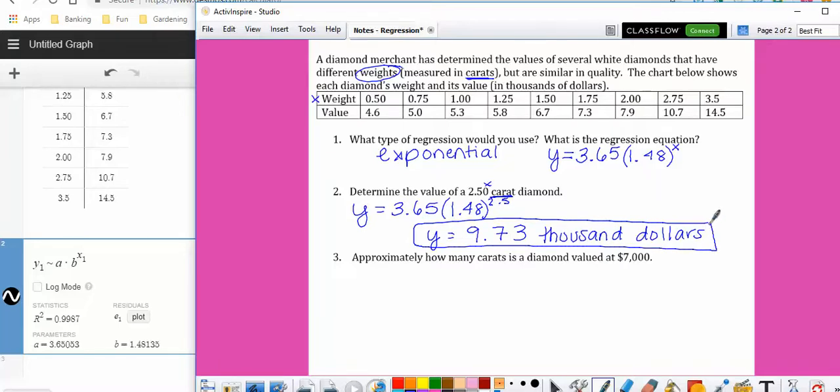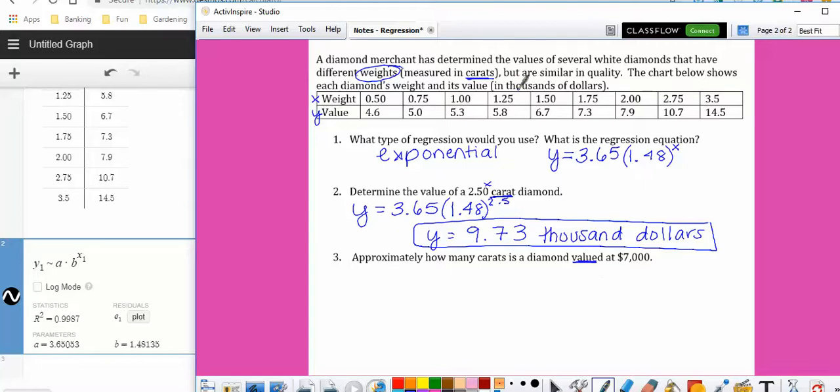And our final question, approximately how many carats is in a diamond valued at $7,000? So it tells us right here that it's giving us value, which was our y. So we're going to have to plug in 7,000 for our y. But let's look up at our chart. These numbers don't quite look like this one does. So let's think about this.